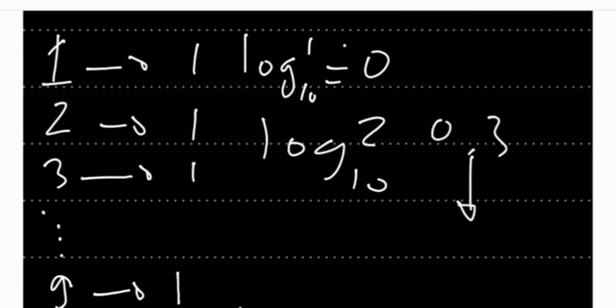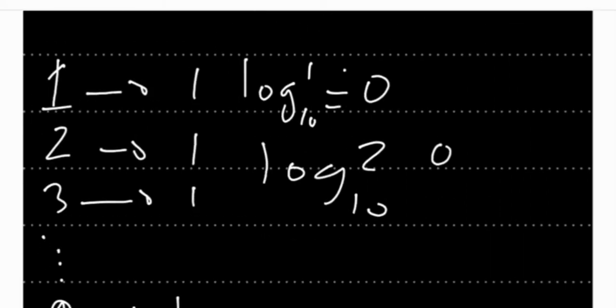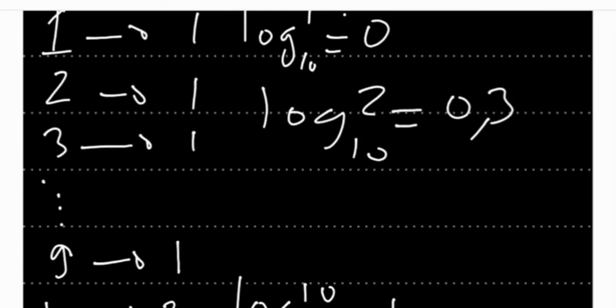Okay, let's say log of 2 is 0.3, and then you say it's plus 1, right? Because this is our formula. Our formula is telling us you take the log, you add 1, right? So let's do this. Log of 2 in the base of 10 is approximately 0.3. And then we add 1, so it will be 1.3.